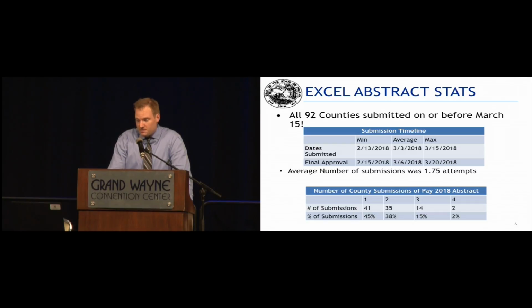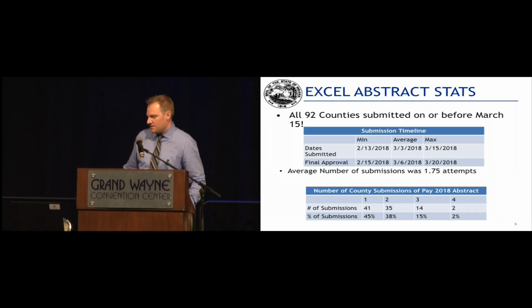Here too, the number of submissions or resubmissions was relatively low. It took about 1.75 times for each county to receive final approval, which yet again is 1 or 2 times. You'll see 41 counties received final approval after the initial submission, an additional 35 counties after the second submission, and only 14 or 2 counties took 3 or 4. There were no counties that required over 4 submissions, so it was a relatively smooth and quick process.